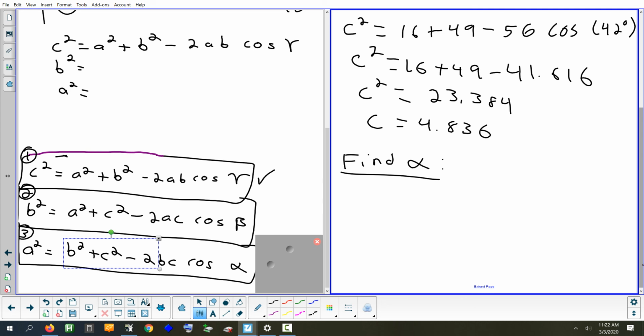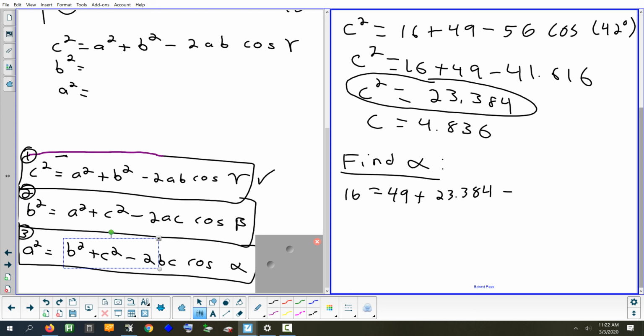So, I need a squared, so I don't have to keep scrolling up. Can somebody remind me, what was a? 4. So 16 equals, what was b? 7. So b squared plus c squared, you have right there from the last step. It's 23.384. So we don't have to do that part again. Don't take 4.836 and square it. It's because you already have it. Yep.